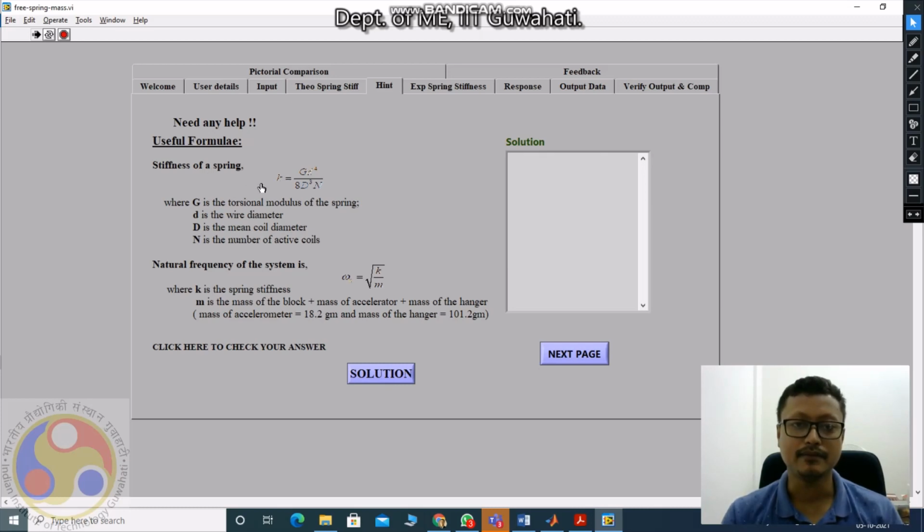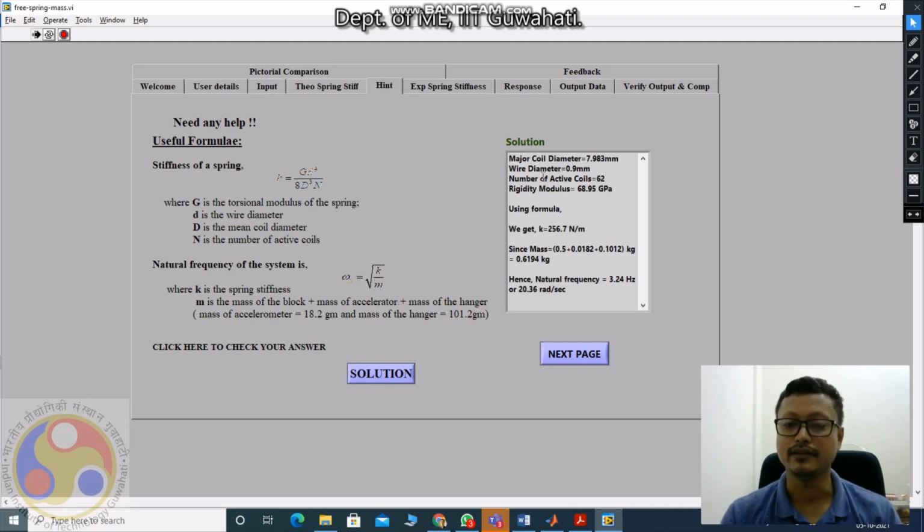Now this is the formula for the spring: K equals G d to the power 4 divided by 8 D cubed n. Here G is the torsional modulus, d is the wire diameter, D is the mean coil diameter, and n is the number of active coils. The formula for natural frequency is given: root over K by M. If you put in the values, it will give you the solution. You can get the stiffness of this spring like this. This is the mass, and here the natural frequency. You get 3 hertz.